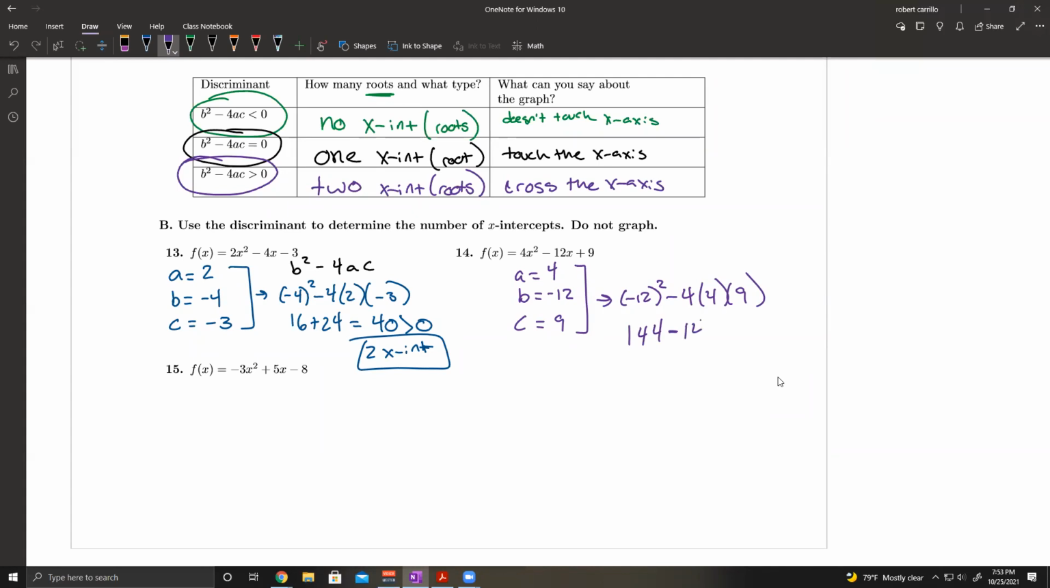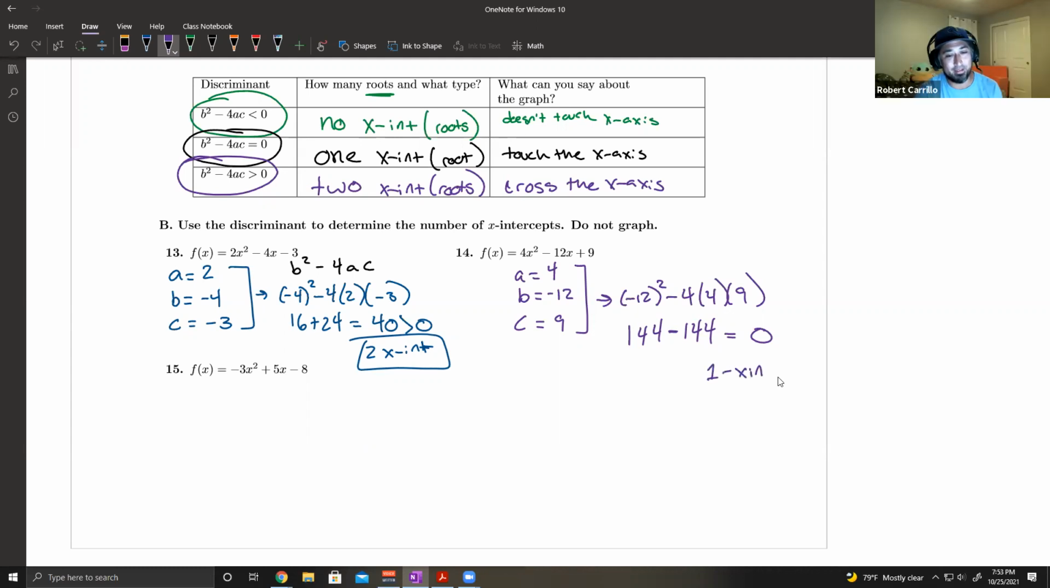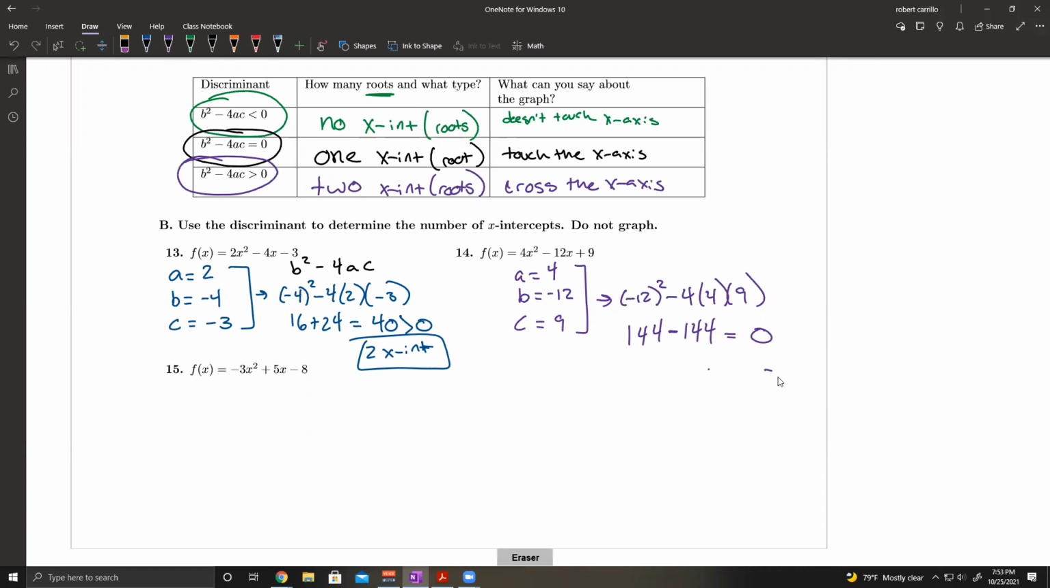$144. And this gives us 0, 0. So how many x-intercepts? 0. 1. 1 x-intercept. Yes, that's right. There you go.